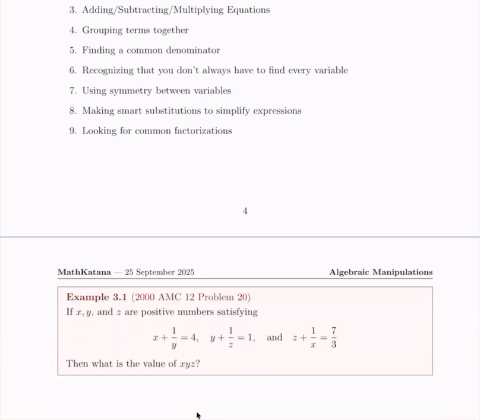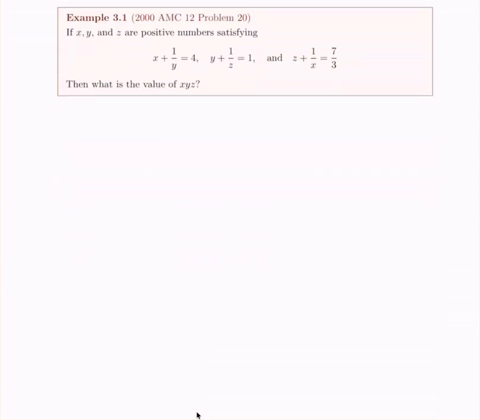Okay, and the next problem comes to us from the 2000 AMC 12 problem 20. The problem reads, if x, y, and z are positive numbers satisfying x plus 1 over y is equal to 4, y plus 1 over z is equal to 1, and z plus 1 over x is equal to 7 over 3, then what is the value of xyz? Okay, so let's try this problem now.